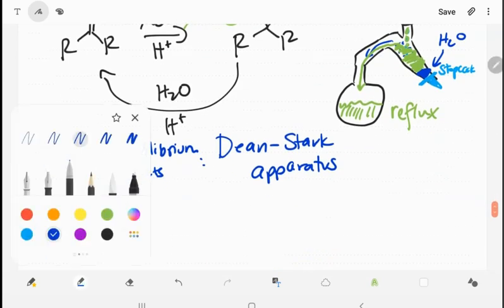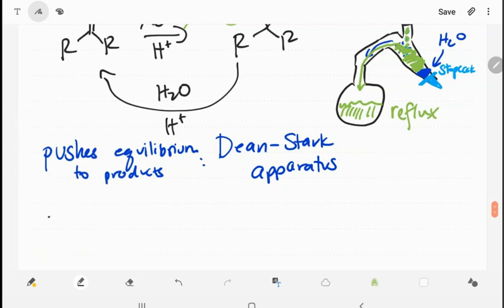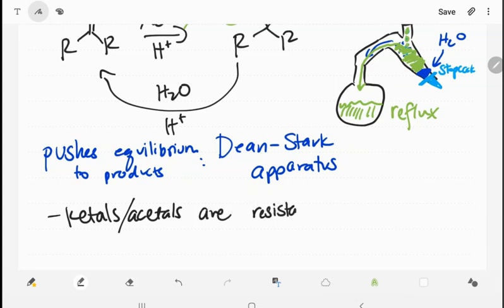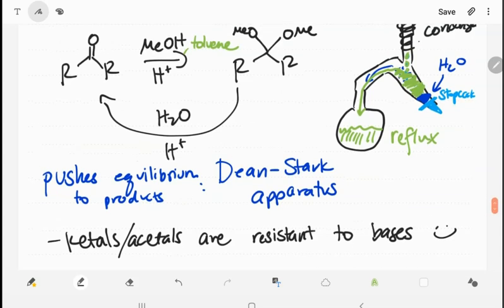One more thing to note is that ketals, with acidic conditions, they're probably going to reverse themselves back to ketones or aldehydes, but these are resistant to bases. And that'll be important.